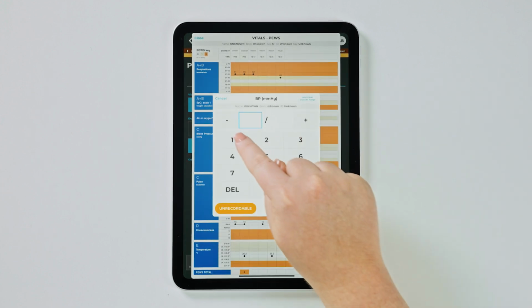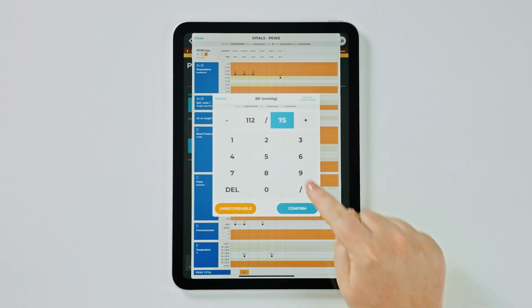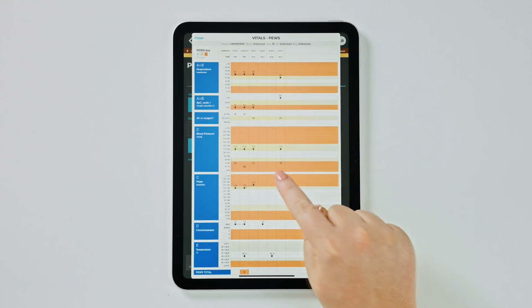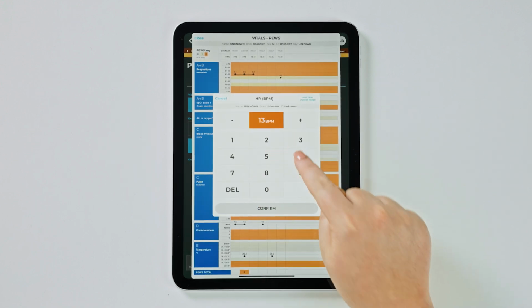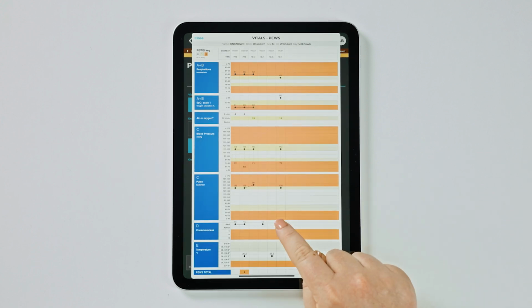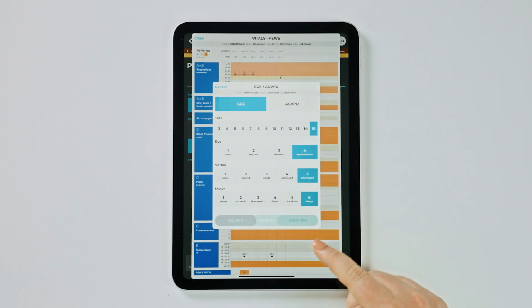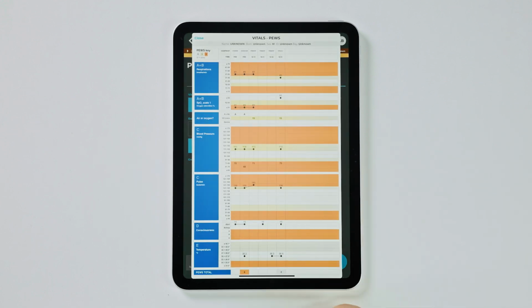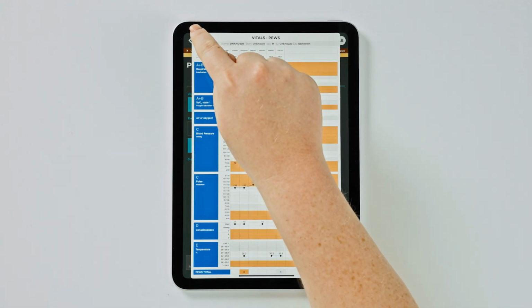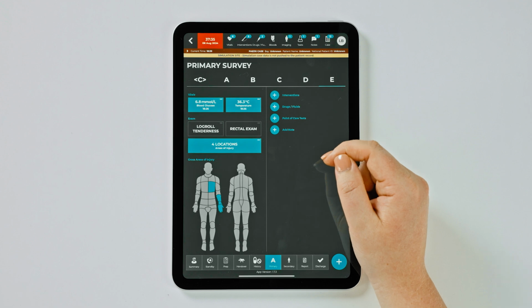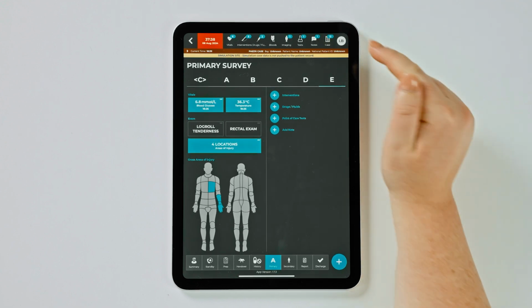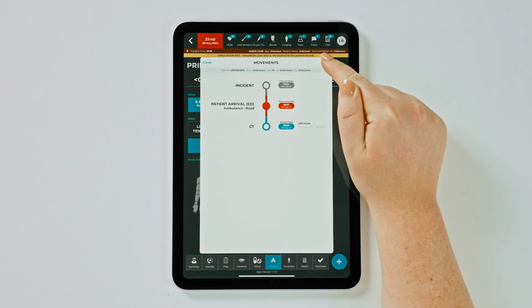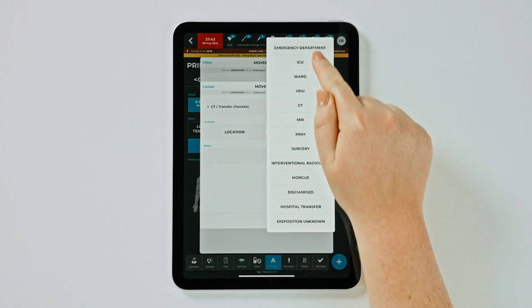His blood pressure is 112/75. His heart rate is 136 beats per minute. His GCS remains at 15 and his temperature is 36.4. The team can now see from the PEWS chart that Adam is scoring a 4. Following the completion of the observations and the CT scan being completed, Adam is moved back to the A&E department, and this is captured within the movement section of the trauma app.